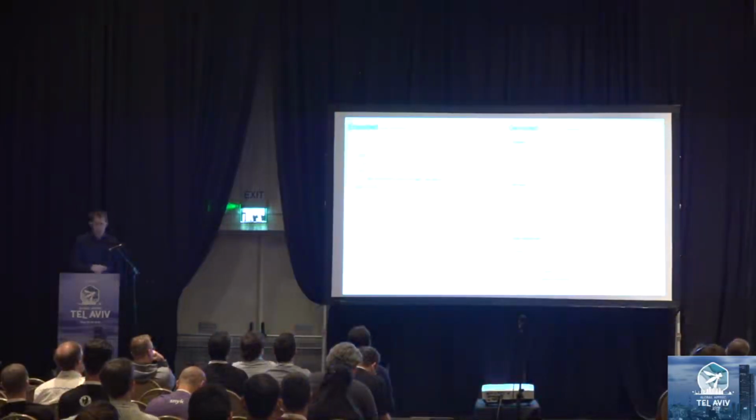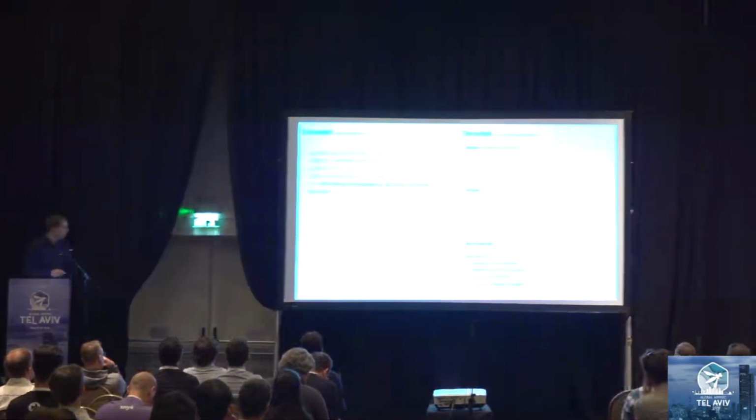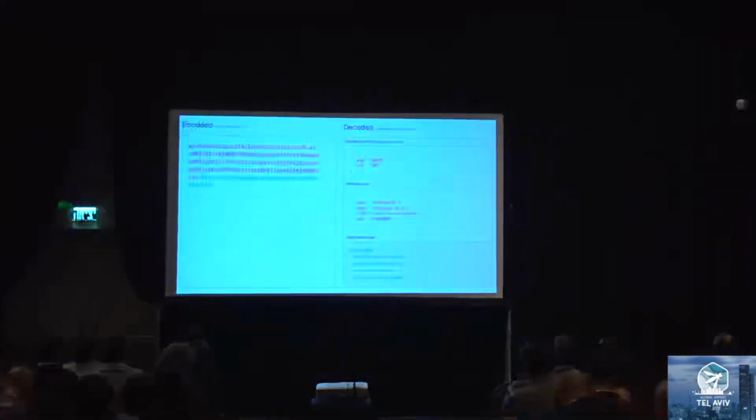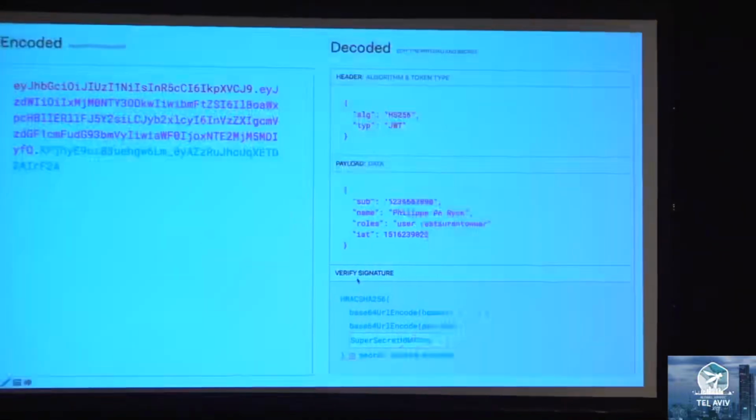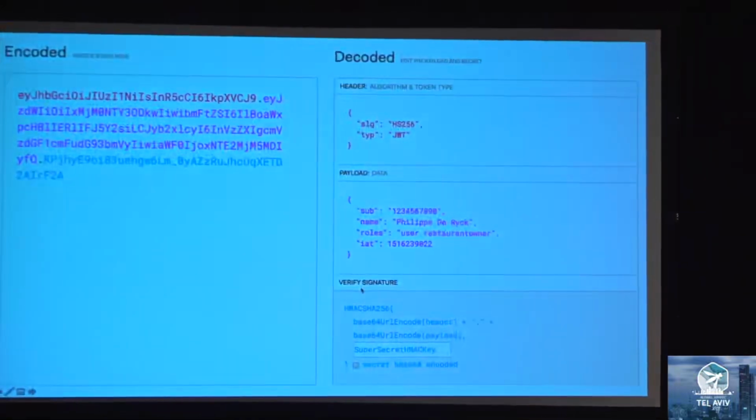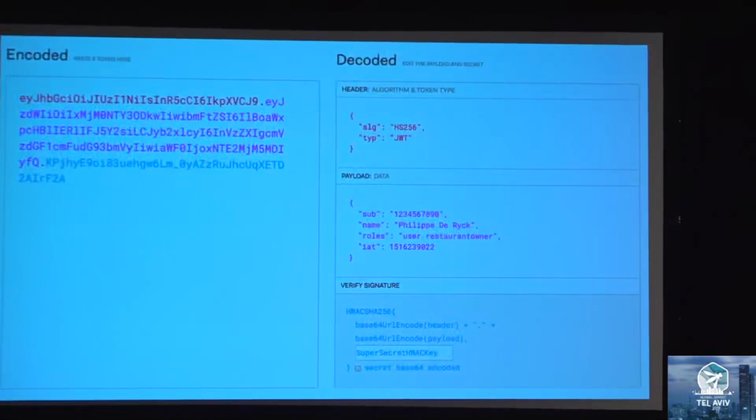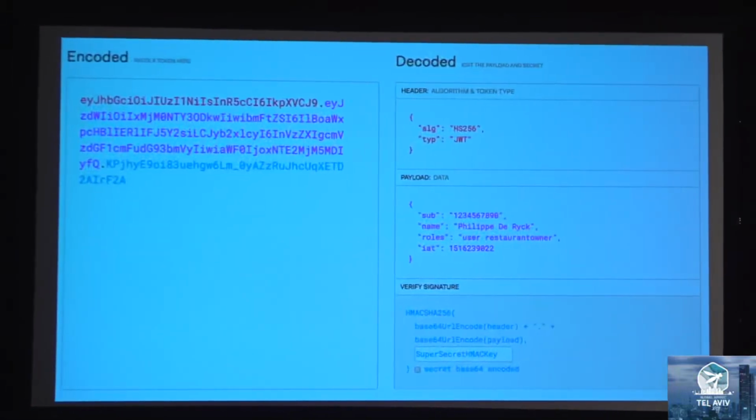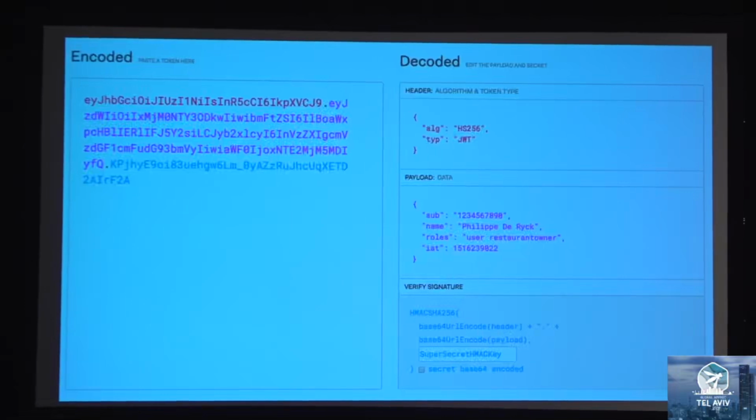So back to our fancy JOT here. If you look closely, you can see in the signature part that we're using an HMAC. An HMAC uses as input the data and then a secret key. Of course, in reality, you don't call it super secret HMAC key. That's usually not a very good key to use, and you don't put it on PowerPoint slides either.